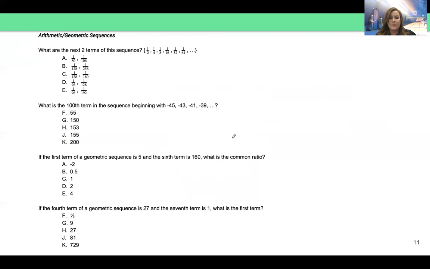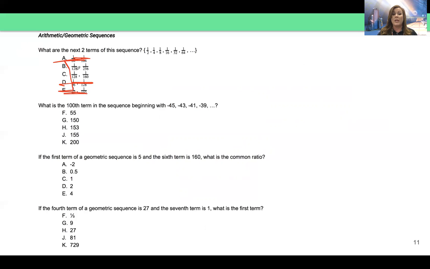All right, great. Let's go over the answers. What are the next 2 terms in the sequence? Well, the numerators are not changing. It's just the denominators. And it looks like we're multiplying by 2. Again, what's 64 times 2? I know that's 128.